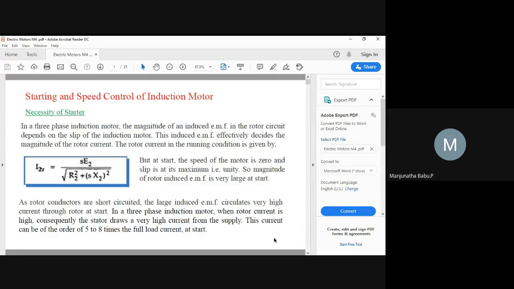Due to that, the induced EMF, which is large at the starting, may damage the rotor conductors because the rotor conductors have been short circuited. Due to that short circuit, the large induced EMF will drive current in the rotor circuit, so the rotor conductors may get damaged. In this regard, we go for the starters. Generally during starting, the induction motor may take 3 to 5 times, or 5 to 8 times, its rated current. To limit that current, we are going for the starters.